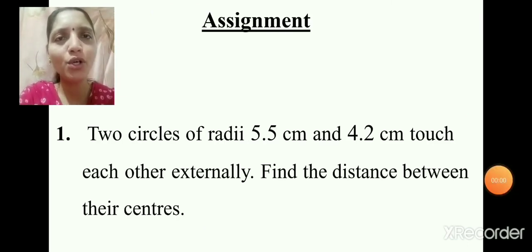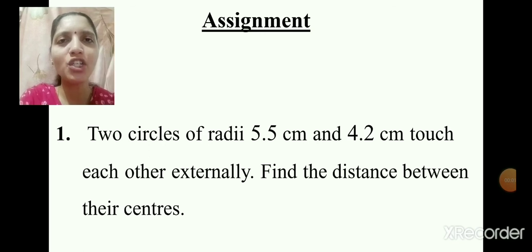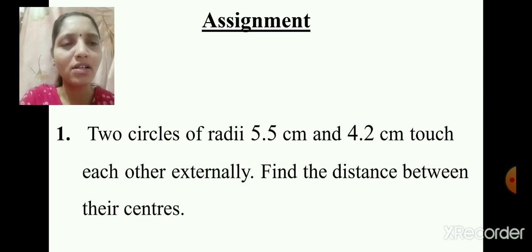Now let's move on to the last part of this session, the assignment. Here I have given you one question. Two circles of radii 5.5 centimeters and 4.2 centimeters touch each other externally. Find the distance between their centers. This is a very simple sum. I hope you all have understood each and every concept we discussed today.